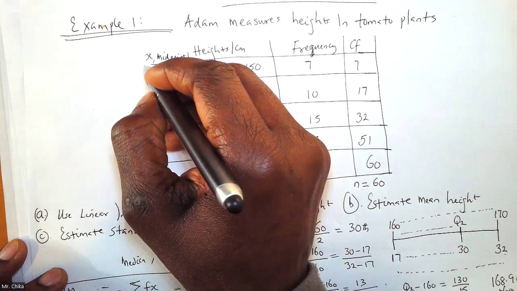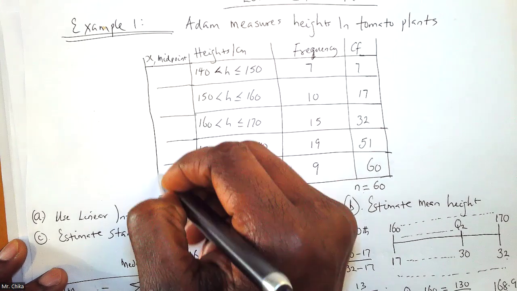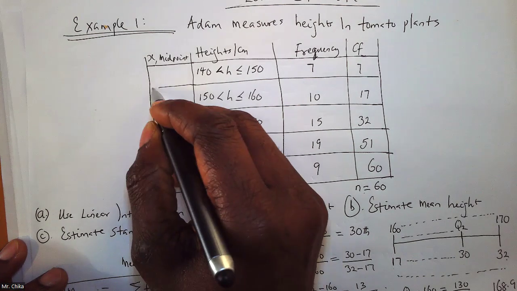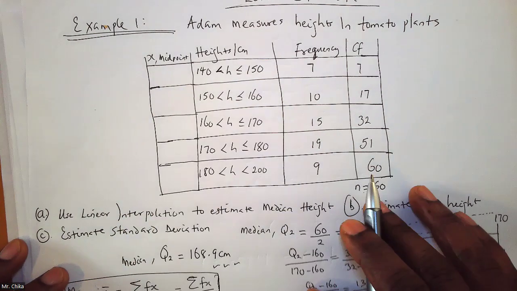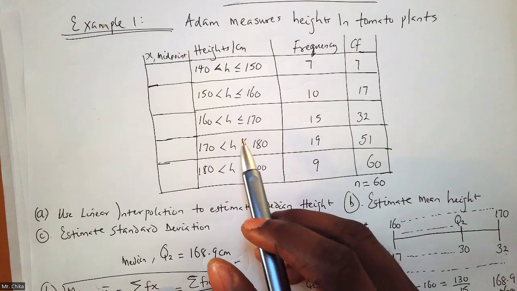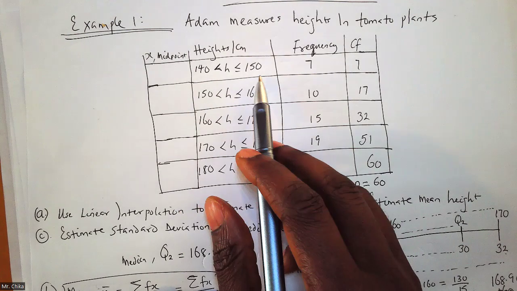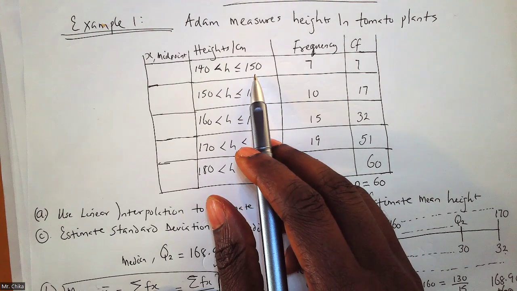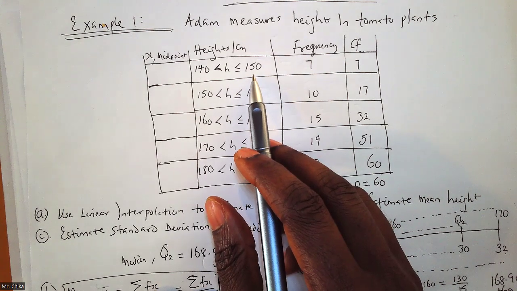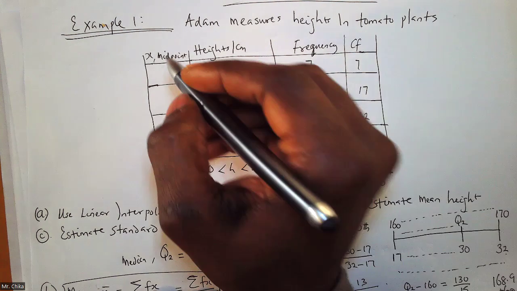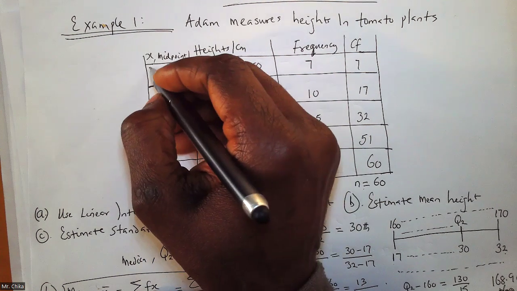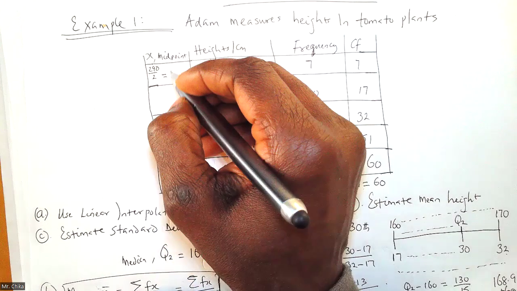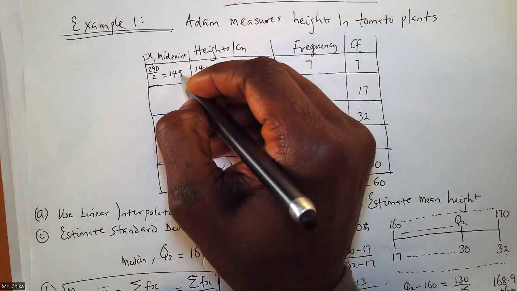All right, so we need to create another part of the table, and that will give us the midpoint. How do we get that? We find the midpoint between 140 and 150. 140 plus 150 is 290. The midpoint would be 290 divided by 2. So the midpoint here is 145.